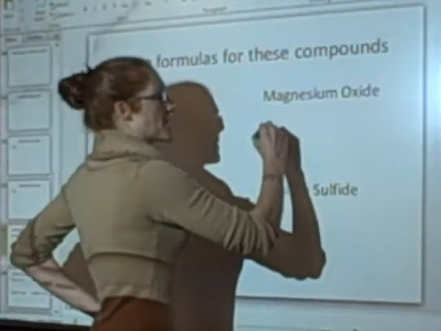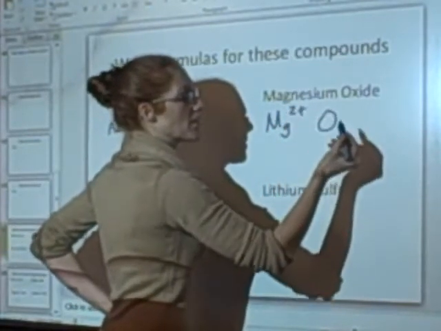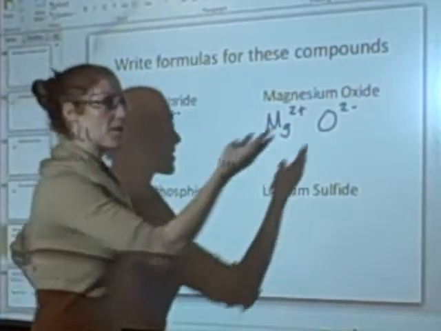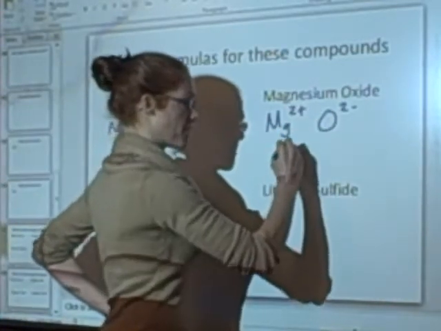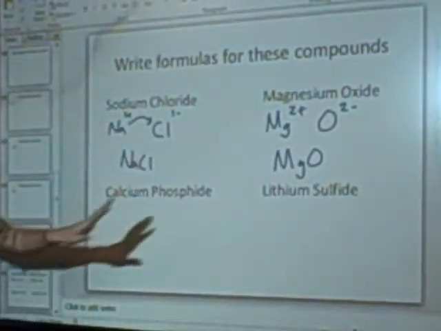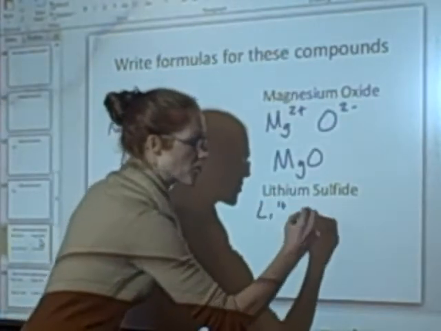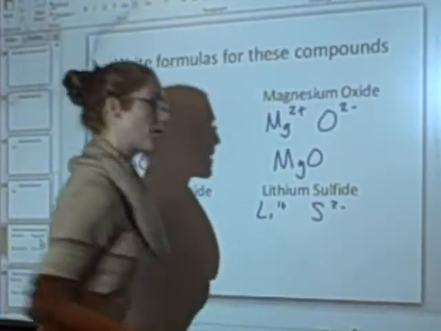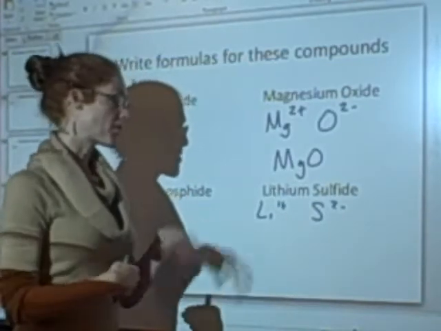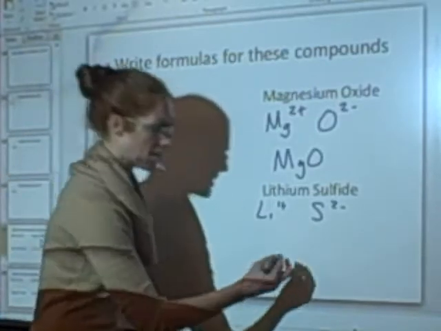If I have magnesium oxide, magnesium is Mg2+, oxygen forms a 2-. So that means magnesium tends to lose 2 electrons, oxygen tends to gain 2 electrons. The formula is just MgO. Let's go to lithium sulfide. Lithium forms a 1+ charge, sulfide forms a 2- charge. So that means sulfur tends to take on 2 electrons, but lithium only gives up 1. You're going to need 2 lithiums to balance out that sulfur.